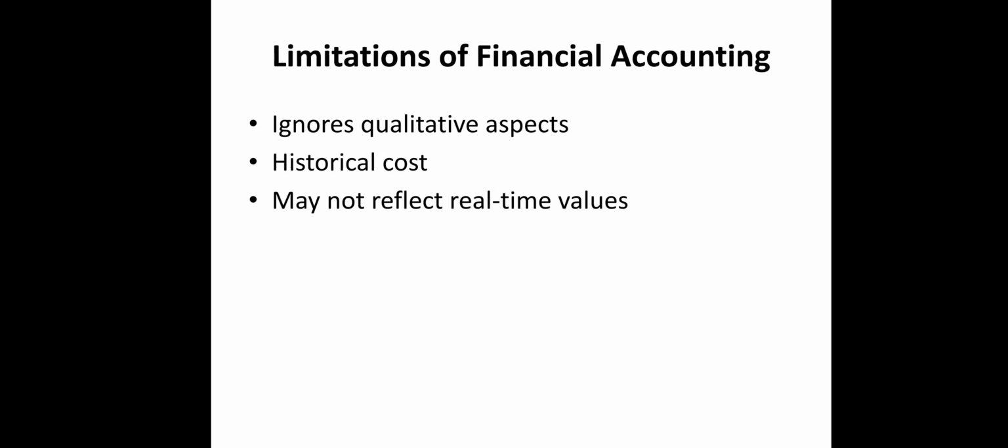Limitations of financial accounting. Some things accounting does not do well. It ignores qualitative data like employee morale. It's based on historical cost, not market value. It can be manipulated if ethics are poor. That's why judgment and standards are so important.